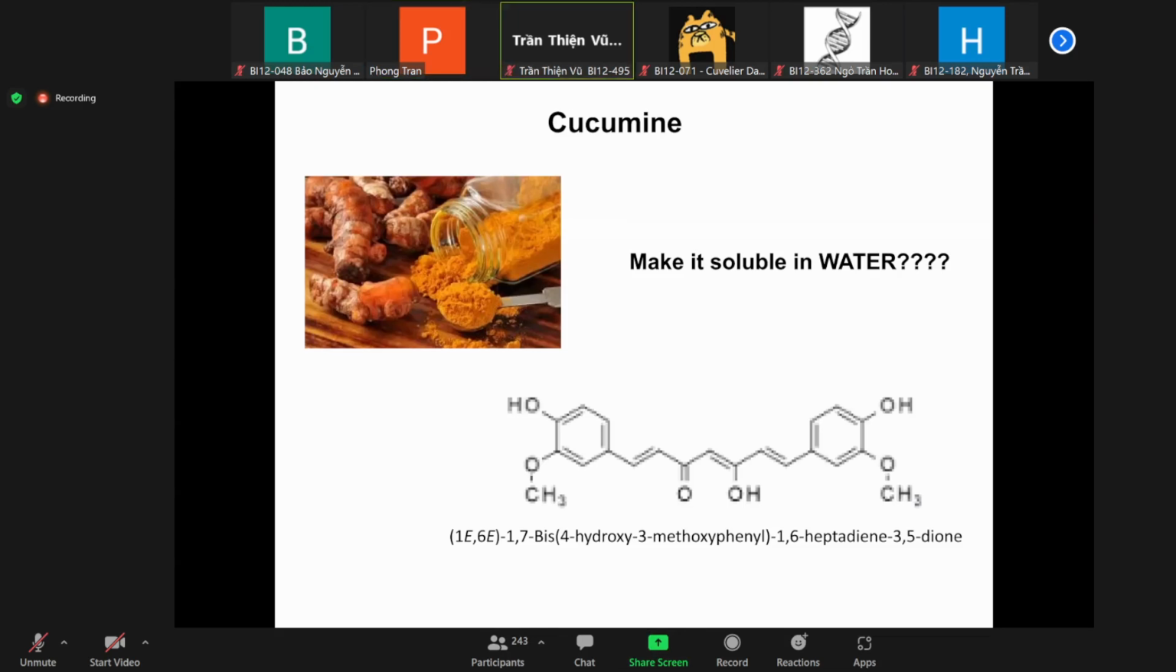Yes. Okay, so anyone have an idea about the polarity and solubility of this compound, curcumin, in water? First, do you think that this compound is polar? I think curcumin is non-polar. So what could be the solubility in water? It will be not soluble in water, or maybe very little soluble.